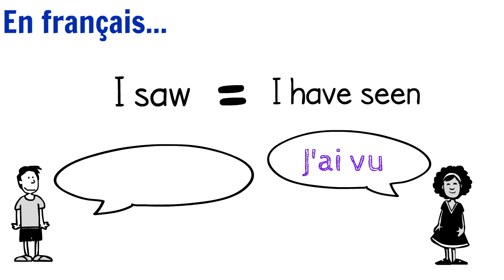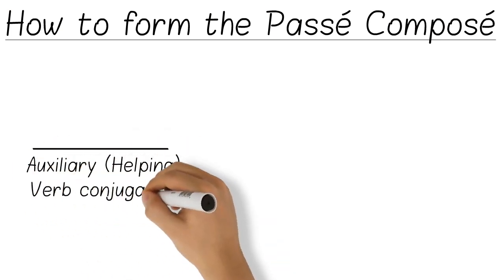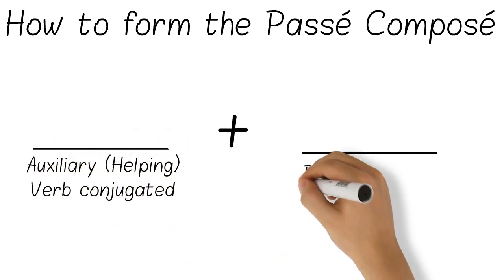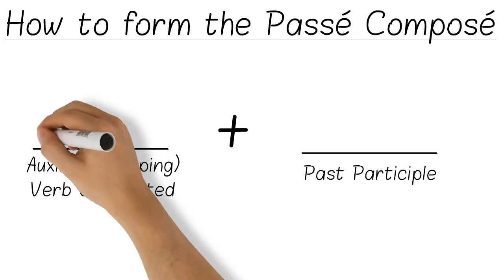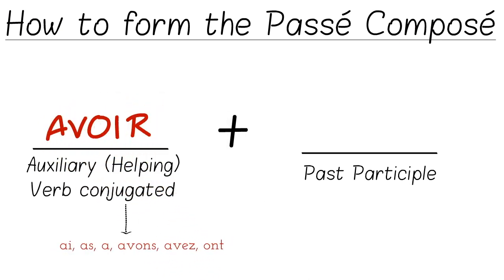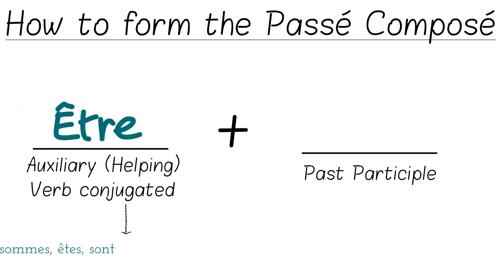So now that we know when to use it, let's see how to form it. We start with a conjugated auxiliary, or helping verb, then add what's known as the past participle. There are only two possible helping verbs in the Passé Composé, avoir and être. So make sure that you've memorized these conjugations. Depending on the auxiliary verb, different rules are followed.